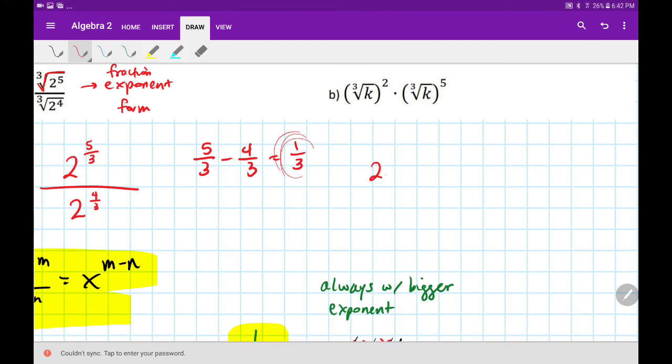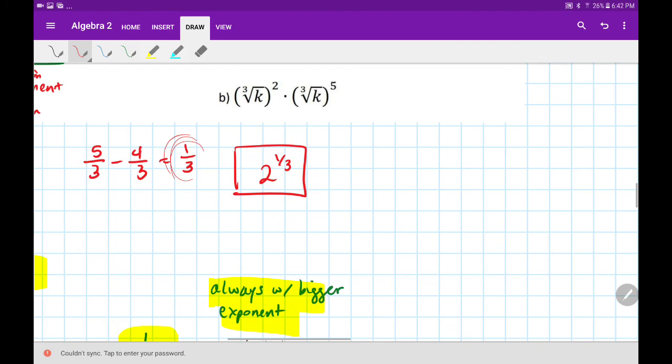So I have 2 to the 1 over 3, but is that in the numerator or in the denominator? It's always with the bigger exponent. So it's going to be in the numerator. So that will be my final answer. Or my answer could be the cubed root of 2.